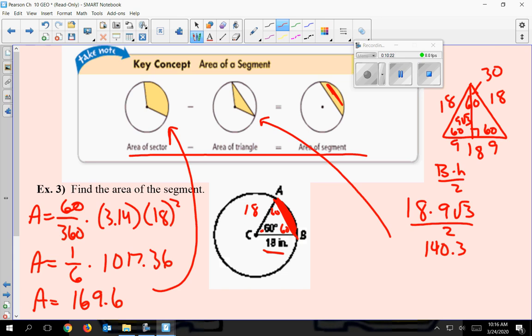They're calling this a segment of the sector, created by the endpoint here, the endpoint here, and the border of the circle. So I want to take the two answers that I got, 169.6, and subtract 140.3, and that will give me my answer. So approximately 29.3. It's an area. In this case it was inches, so it'd be inches squared.